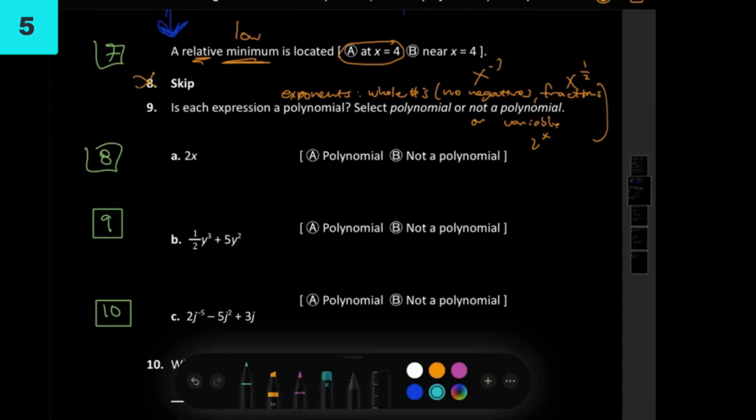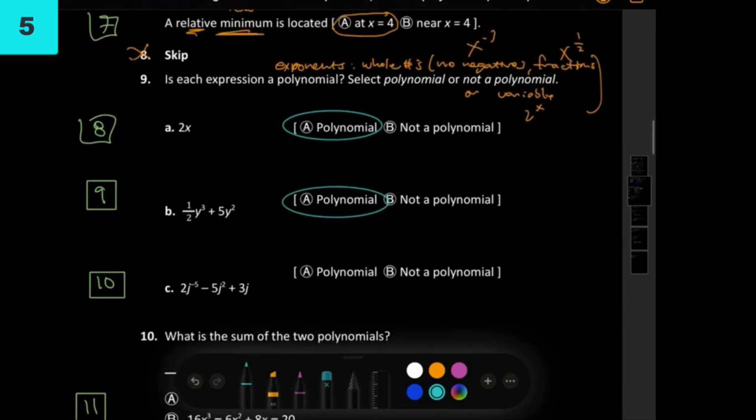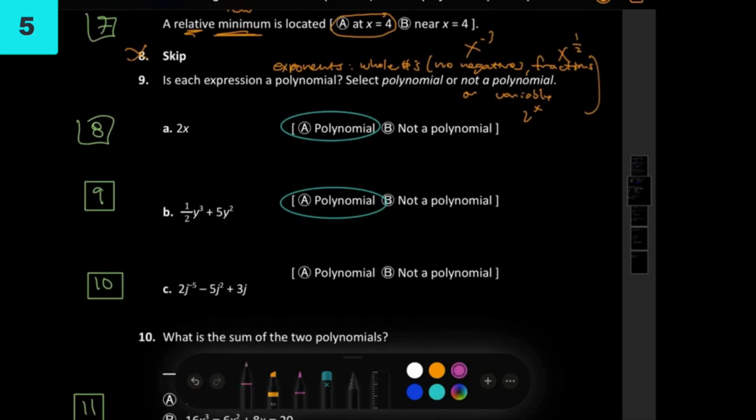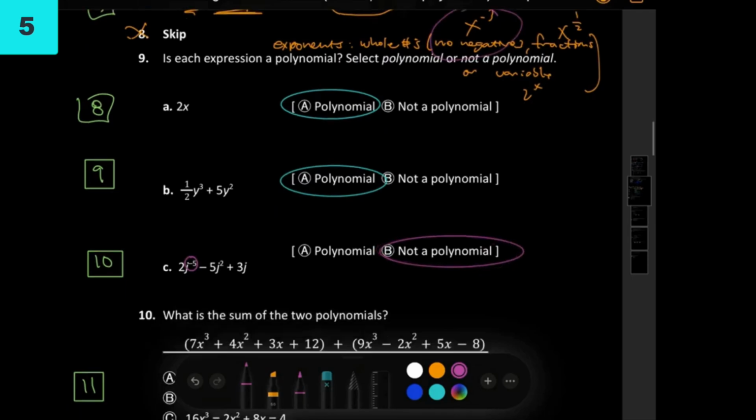Does that make sense? So here, this one looks good. This is a polynomial. Okay, you can have a fraction as a leading coefficient, so that's fine. That one's a polynomial. This last one, I see a negative exponent, and that's what we just set up here. So this one is not a polynomial.